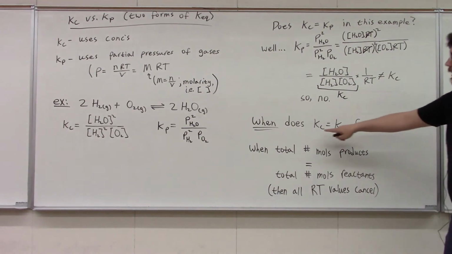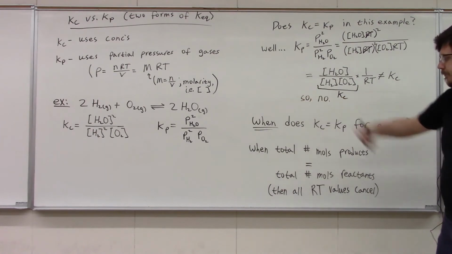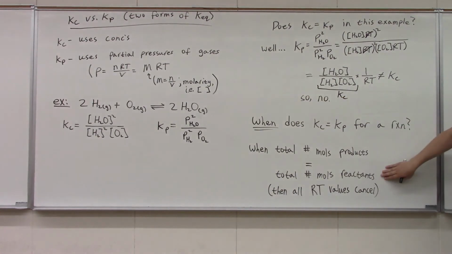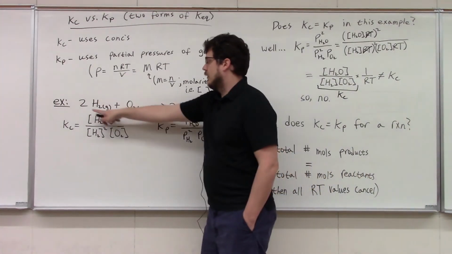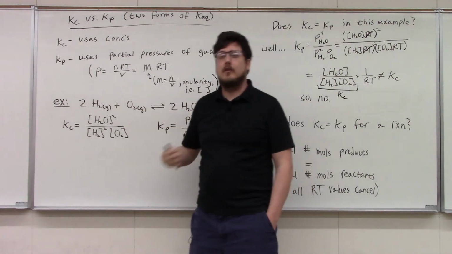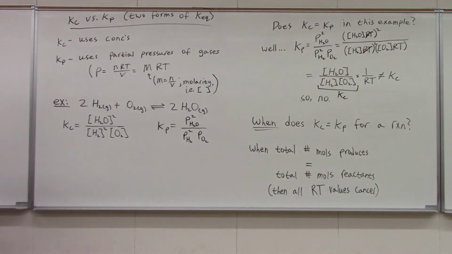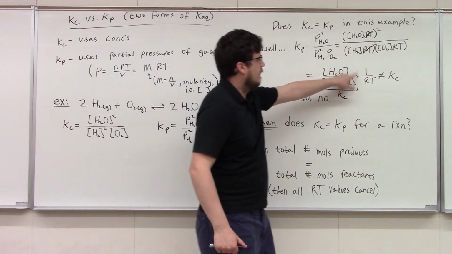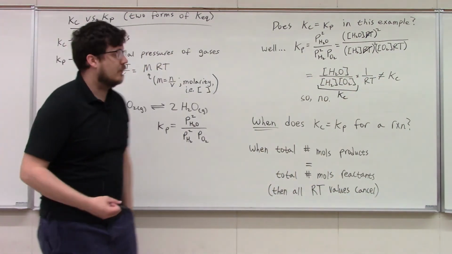But if Kc and Kp are going to be the same for a gaseous equilibrium system, that means total moles of products needs to equal the total moles of reactants. So that's what I'm saying when I say I've got 3 over here, 3 is not the same as 2. I do not have the same total number. I do not have Kc equals Kp. And when they are equal, then all these RTs cancel out and we get Kc. It's as simple as that. All right, so that's the difference between these two.